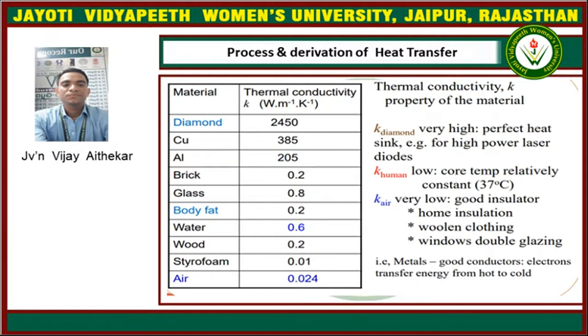Here k is called the thermal conductivity, and dT/dx, the temperature gradient, is the slope of the temperature curve on the T-x axis. Thermal conductivity k is a property of the material. For diamond it is very high, which is useful for high power laser diodes. For human skin k is very low. k of air is also very low, so it is a poor conductor. This is used for human insulation, woolen clothing, and window double glazing.